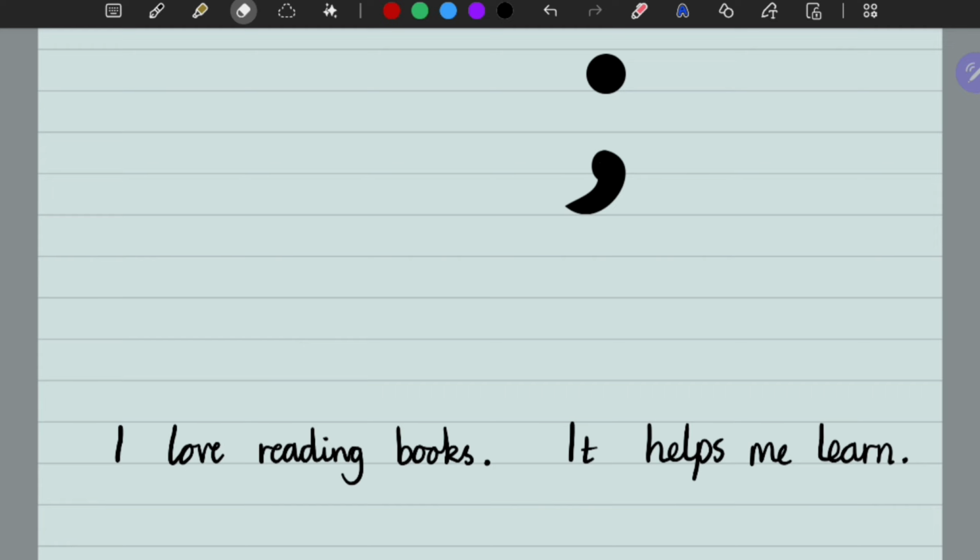And that means what I can do is I can remove the full stop, the capital letter, change that to a lowercase I, and I can put in a semicolon here. Now I've still got the same sentence. I love reading books. It helps me learn. But instead of using a conjunction or a comma where it shouldn't be, I can put in my semicolon, and now I've got I love reading books; it helps me learn. My two separate clauses have been bridged in the middle by my semicolon.